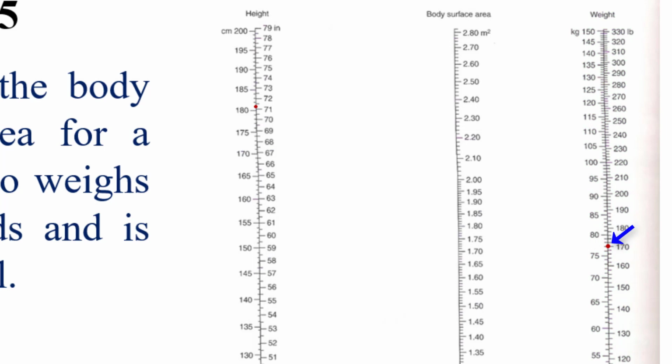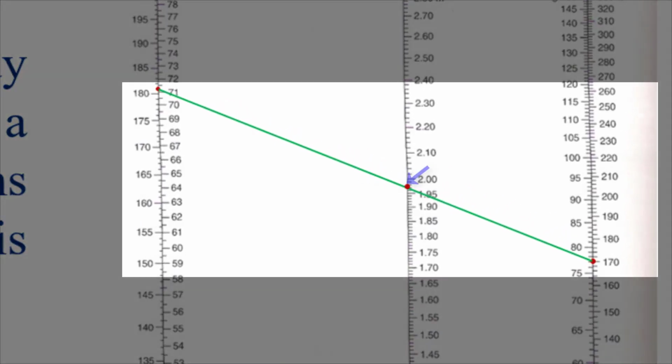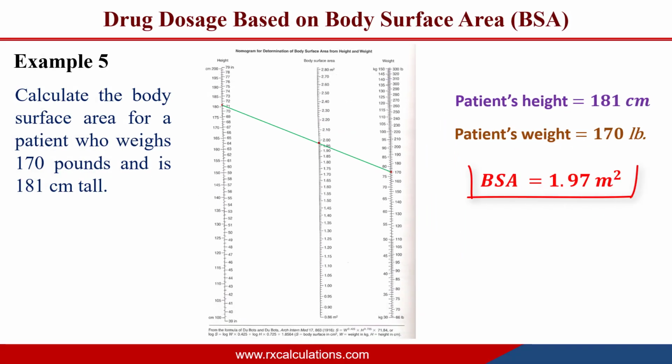And now what we do is we connect those two dots indicating the height and the weight with a straight line. And where that straight line crosses the body surface area column, which is the column in the middle, that will give us the body surface area. So here we see that where it crosses the body surface area is just indicated with a red dot, and that gives us the BSA, which should be 1.97 meters squared.